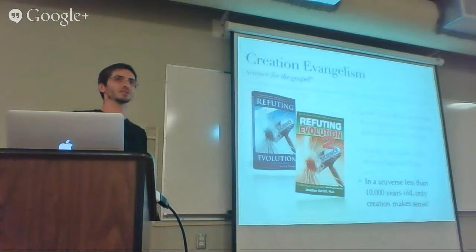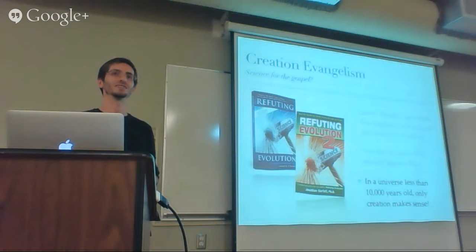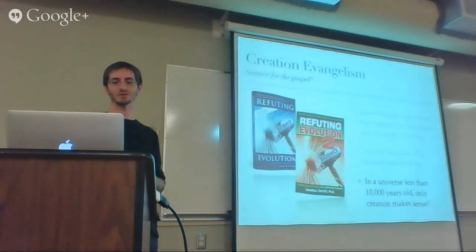I mean, if the Earth is only 10,000 years old or less, you can't use evolution to explain the diversity of life. You can't use geological evolution to explain how the solar system got here, how the Earth and everything else got here. So that's essentially how it works.